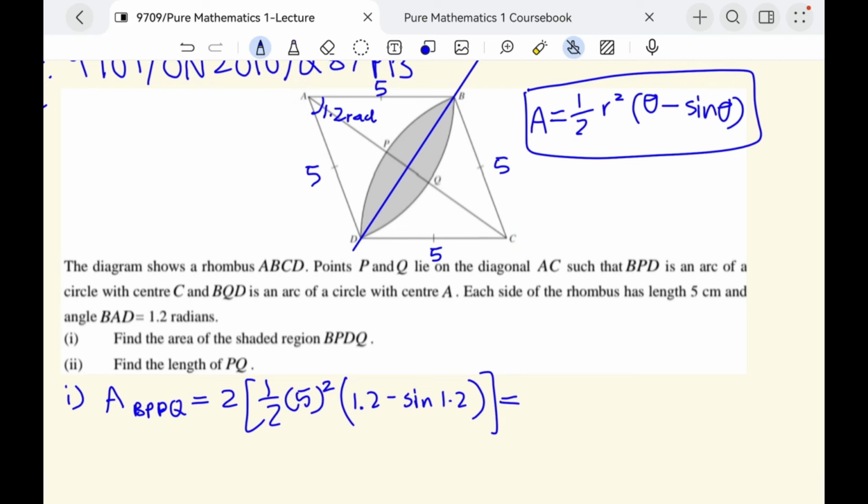So by right, your answer should be 6.70, correct? Give it in 3 significant figures.